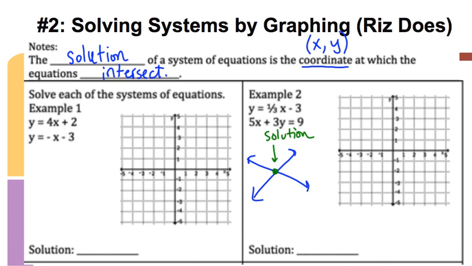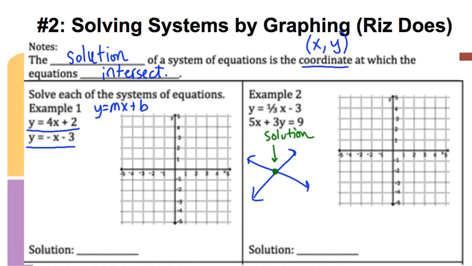It says solve each of the systems of equations. Example 1. With each one of these, it's going to give you two equations. With each equation, what you're going to want to do is graph it just like we've been doing. First, you want to make sure that it's in slope-intercept form, so y equals mx plus b. I look at the first one, it says y equals 4x plus 2. Yep, that matches, y is by itself. And then y equals negative x minus 3. That also matches because y is alone on one side of the equation.